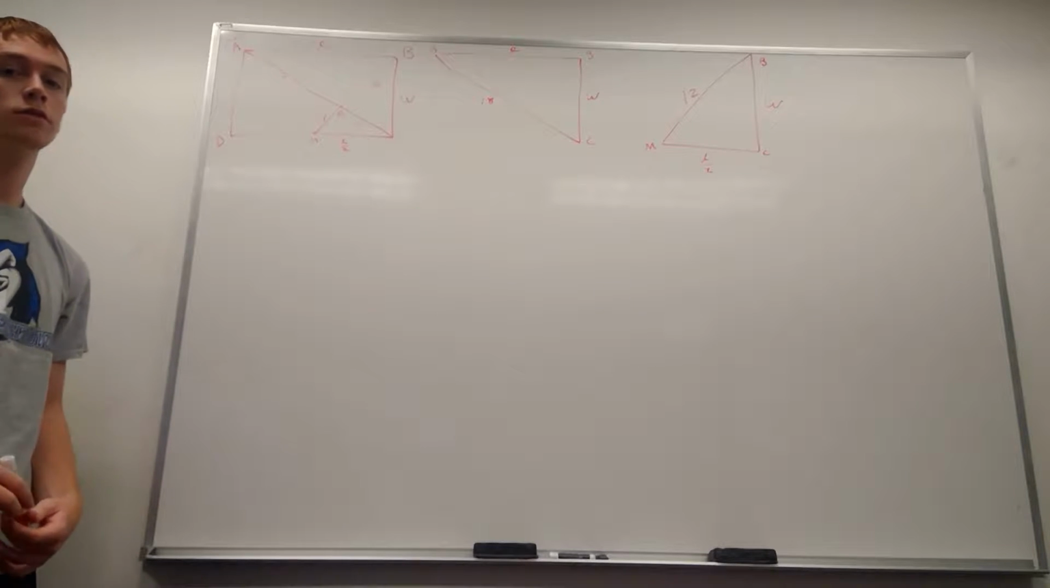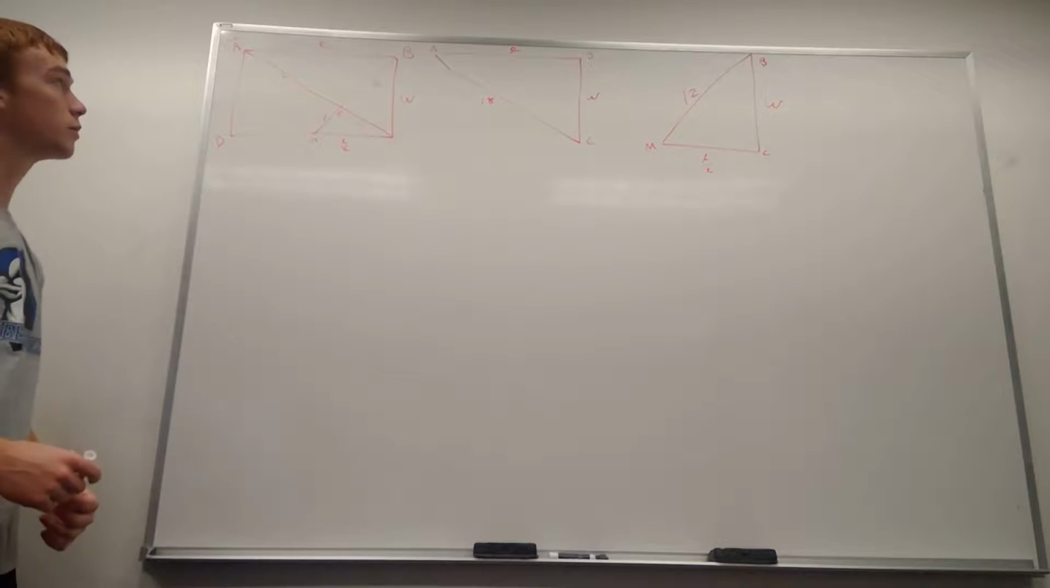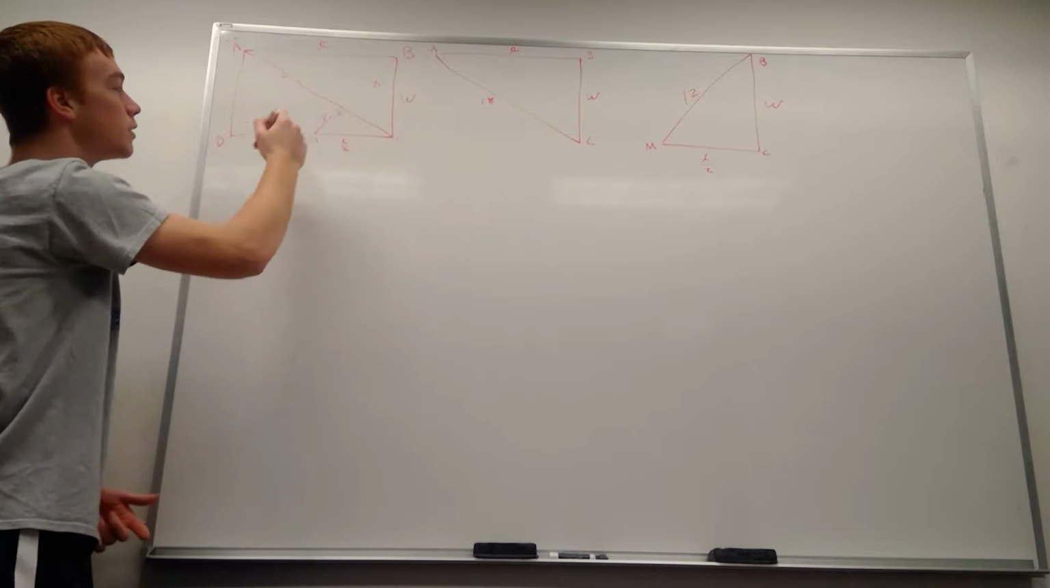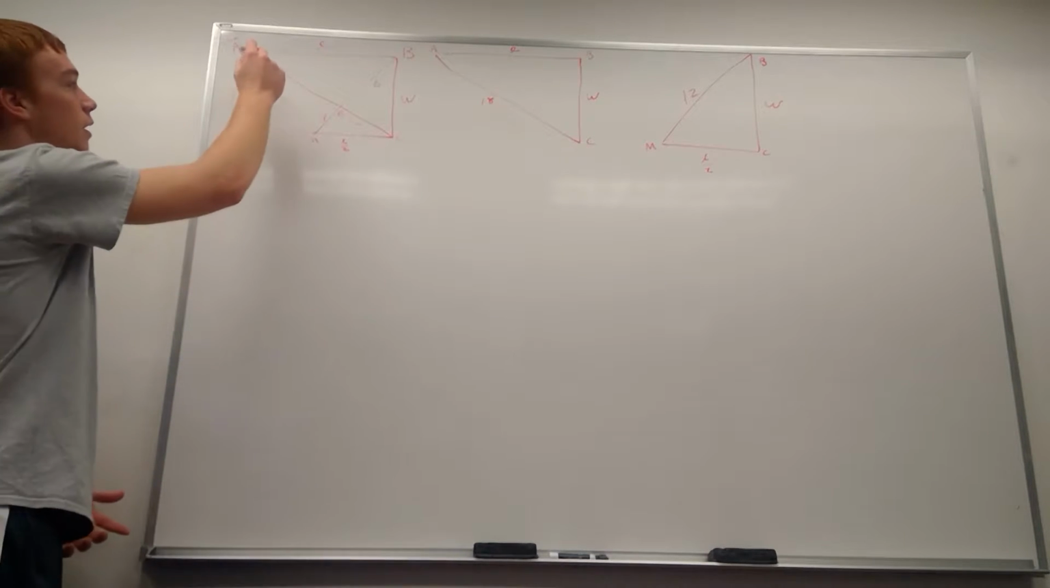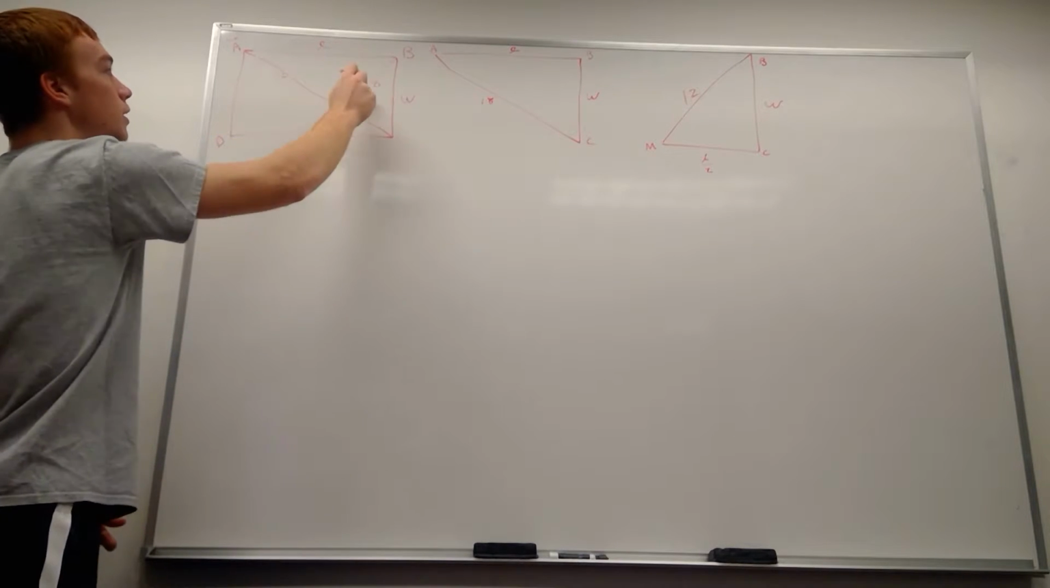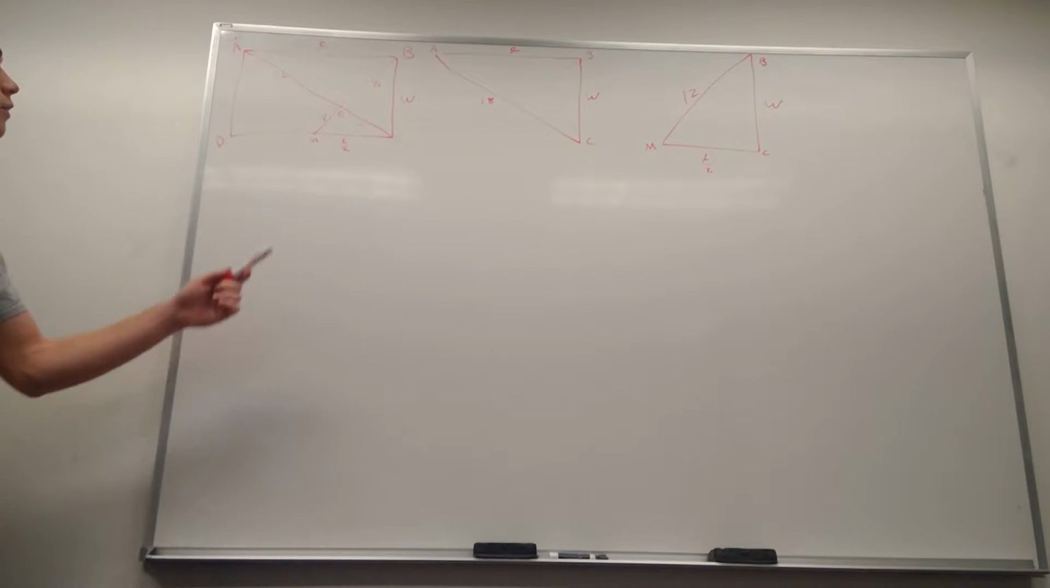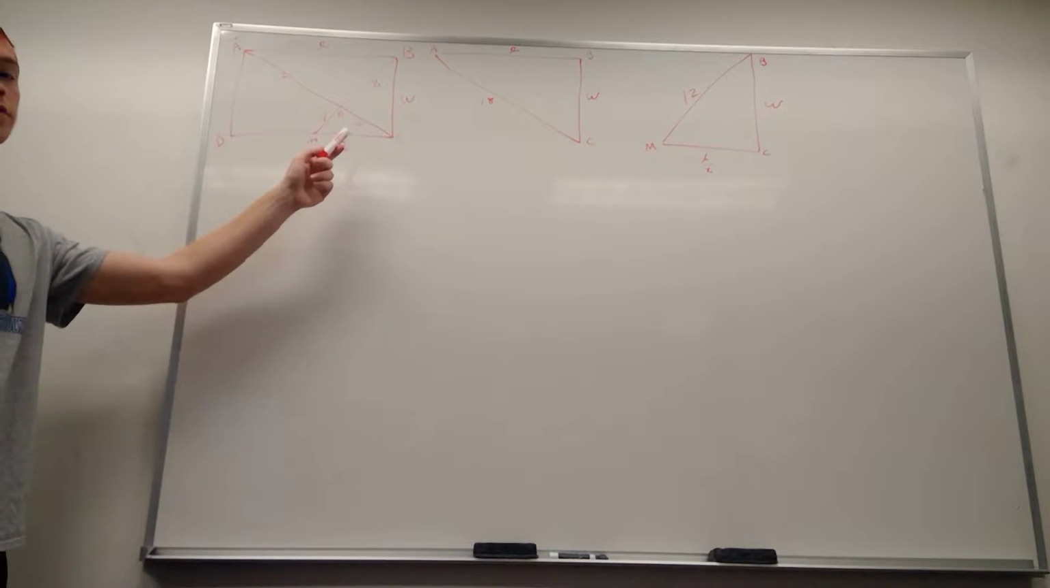This is problem number 2 in problem set 9, and in problem number 2 we're given a rectangle ABCD and we're asked to find the area of the rectangle. We're also given that AE equals 12 and BE equals 8. Also M is the midpoint of DC.